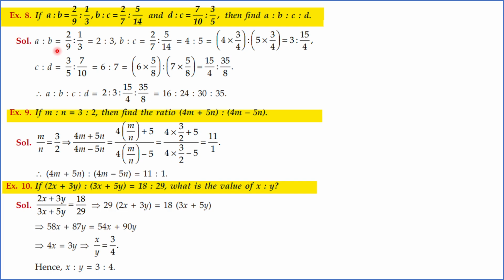A is to b equal to the given 2/9 is to 1/3, that equals 2 is to 3. B is to c equal to 2/7 is to 5/14, that equals 4 is to 5. That equals 4 into 3/4 is to 5 into 3/4, that equals 3 is to 15/4.